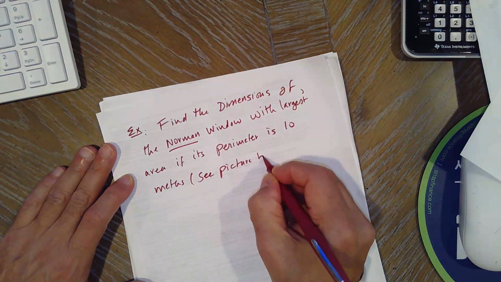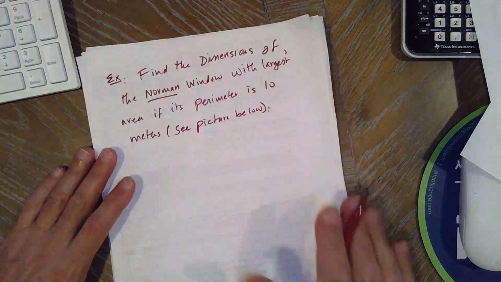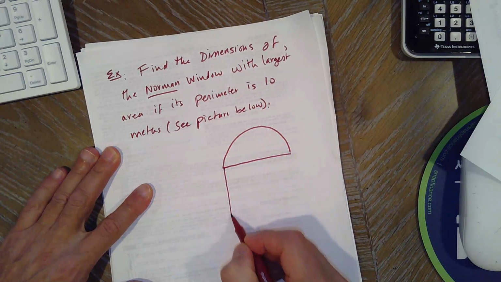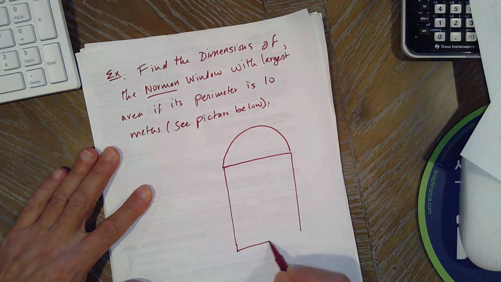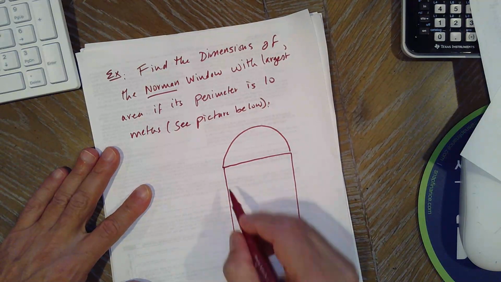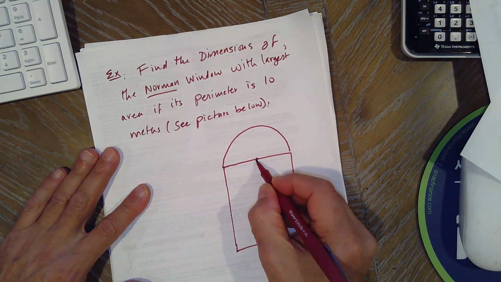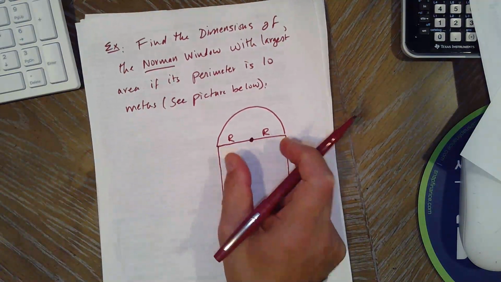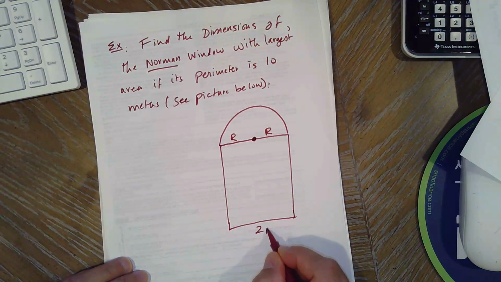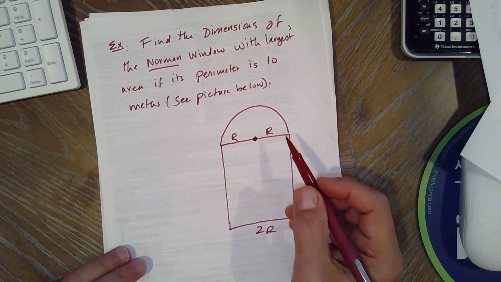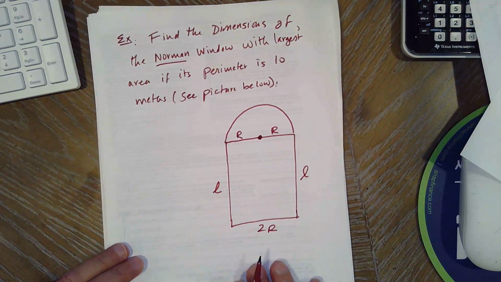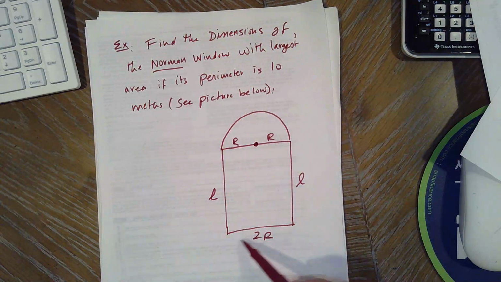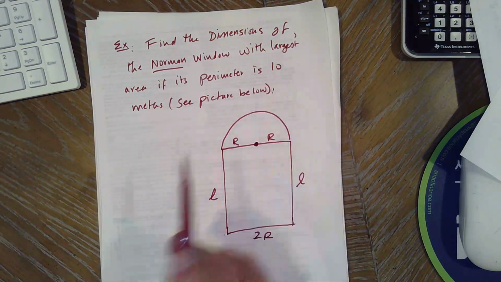So this is what I will have if I have a question like this, a picture of the Norman window, which is a rectangle, and on top of the rectangle is half a circle. This Norman window has, for the base of the circle, which is the width of the rectangle, 2R. So this is R on either side, and this is L. This is all given to you. And they want the dimensions of the Norman window if it's 10 meters all around, okay? If it's 10 meters all around.